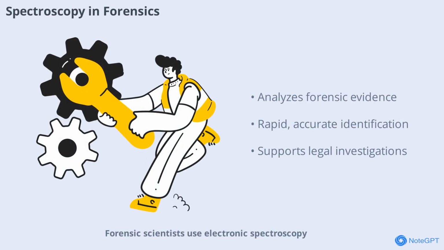Forensic scientists use electronic spectroscopy to analyze evidence such as fibers, paints, and biological samples. The technique provides rapid, accurate identification, supporting criminal investigations and legal proceedings. Spectroscopy's sensitivity and specificity make it a valuable tool in forensic science.